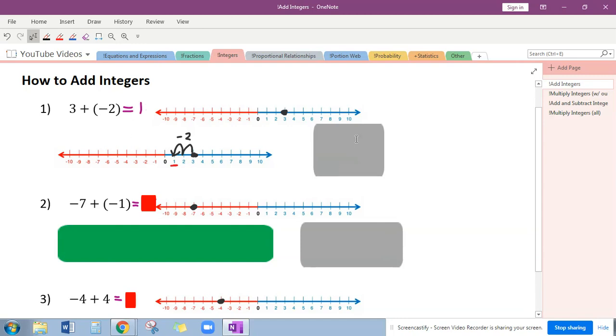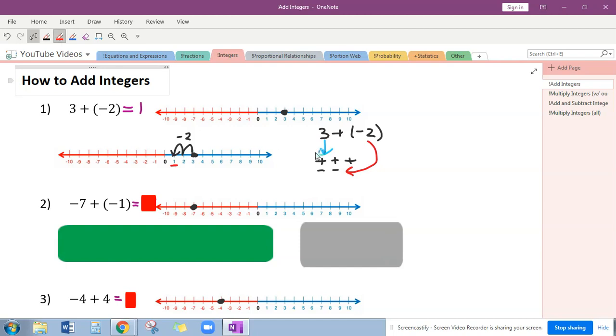But if you like using the positive and negatives, I could get out 3 positive tiles. I can get out 2 negatives. And then I want to circle my 0 pairs. So remember, 1 positive and 1 negative is 0. And here's another 0 pair. So my answer is just 1 because there's just 1 positive left over.